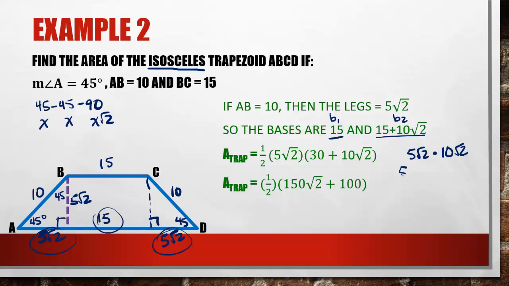So I multiply 5 times 10, which equals 50. And root 2 times root 2, which just equals 2. So 50 times 2 is 100. So that's how I got this. And then I take half of both of those. So half of 150 root 2 is 75 root 2. Half of 100 is 50.